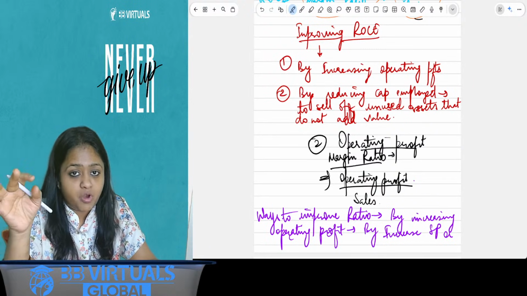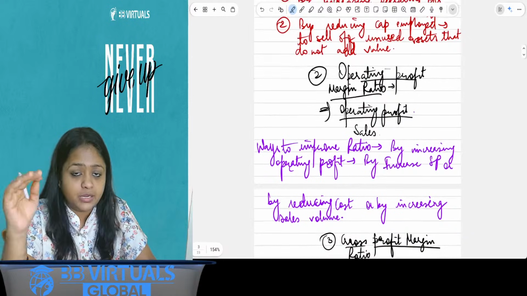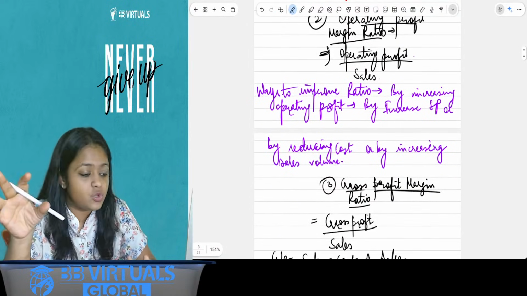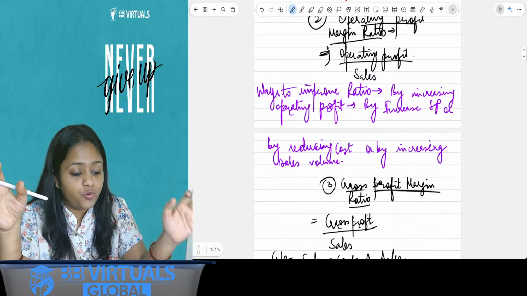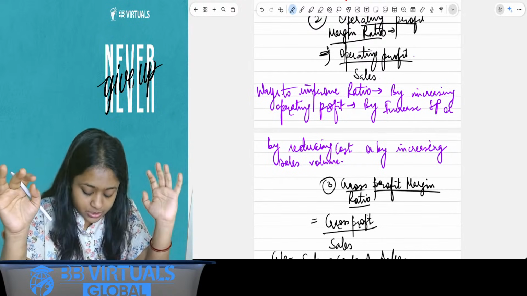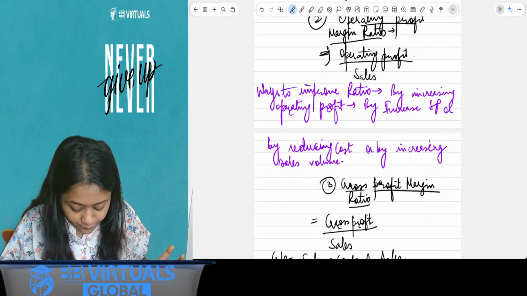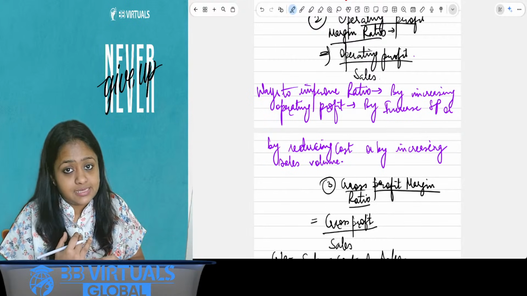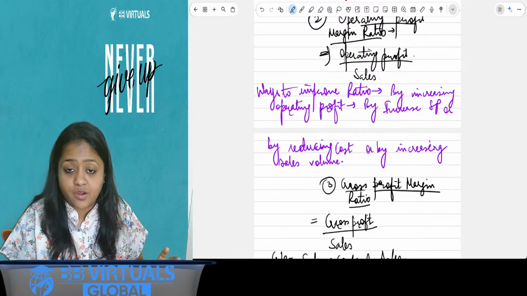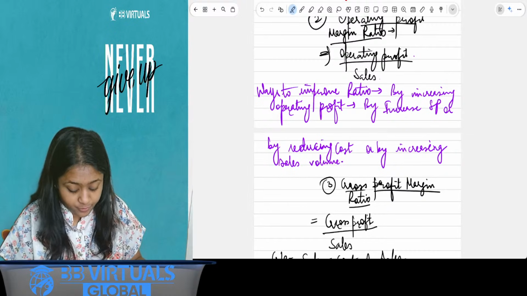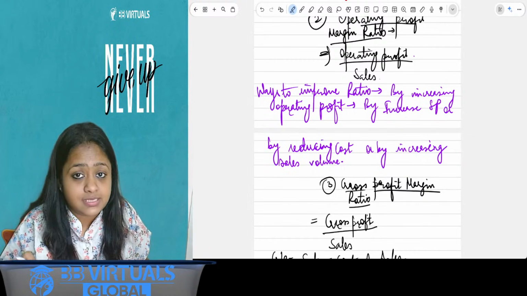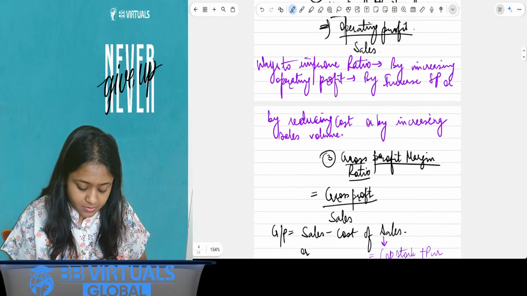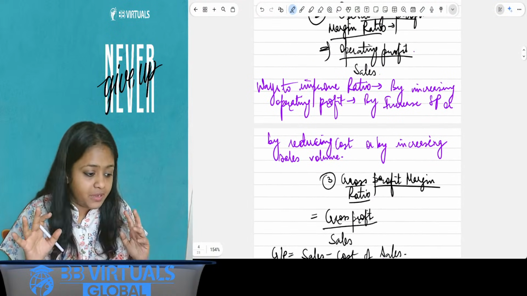And the operating profit margin ratio, we know how to calculate it: profit before interest and tax divided by capital employed. That is also known as operating profit. How can we improve this ratio? We can improve this ratio by increasing operating profits. And how can you improve operating profit? By either increasing the selling price or reducing the cost. By any of these ways, we can improve the operating profit. And we can also increase the sales volume. If we increase the sales volume, then overall profit may improve.